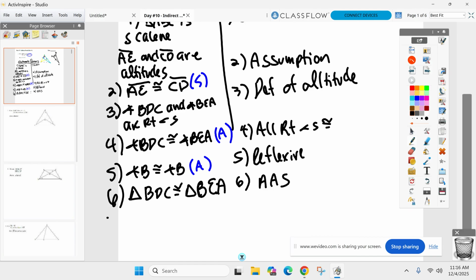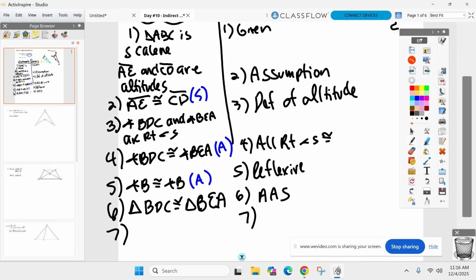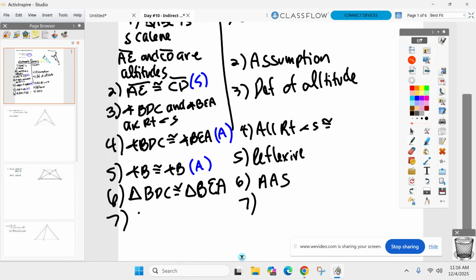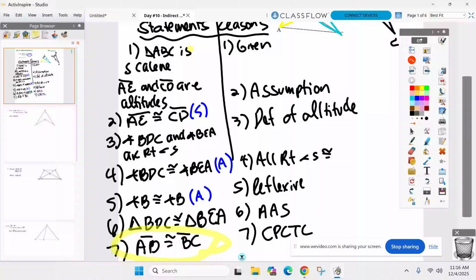All right, if the triangles are congruent, that means all their parts are congruent, including what two sides? That now makes it not scalene. Natalie, what two sides are now equal? AB is now equal to BC, yes. Little thing we like to call CPCTC. And now we're like, whoa, how can those two sides be congruent and this triangle be scalene at the same time? The answer is they cannot.